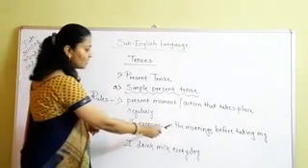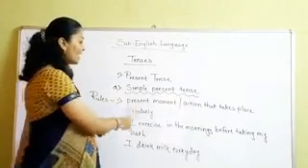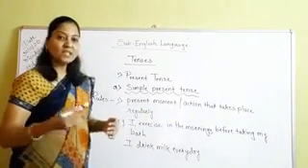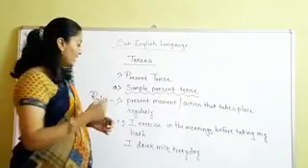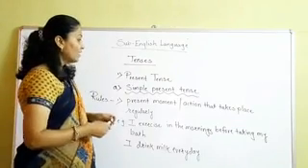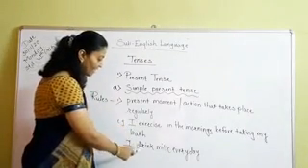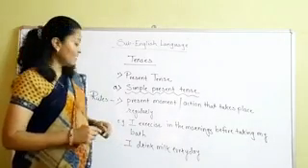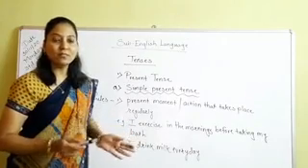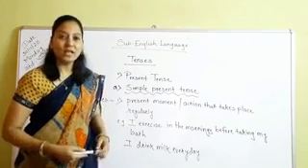I exercise in the mornings before taking my bath. So here I am expressing my habitual action, that I exercise in the morning. Every day I am doing exercise before taking my bath. Now see the second sentence. I drink milk every day. It means I drink milk every day. Not a single day is like that I have not drunk the milk. I drink milk every day and it expresses my habitual action.